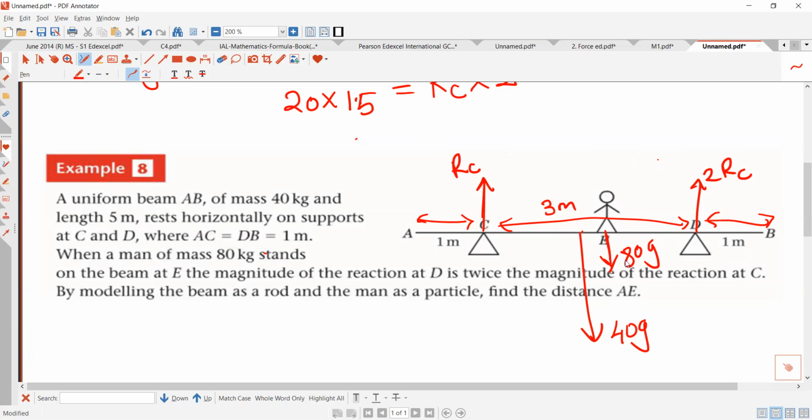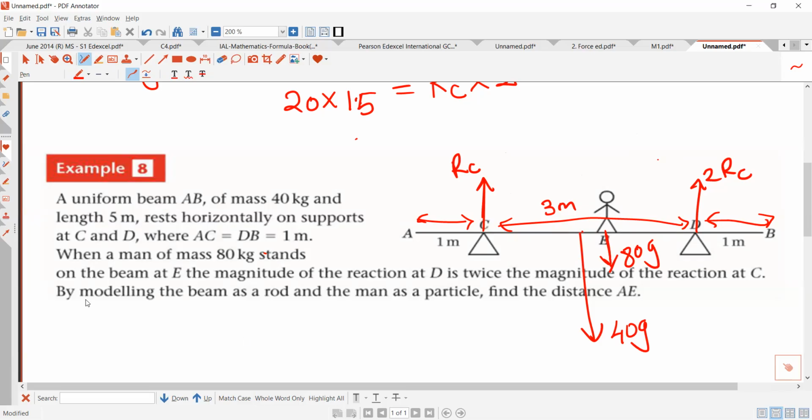Again 40G, again 80G. Everybody understood this 80G concept, and everybody understood that the reaction at D is twice the reaction at C. So C is RC, and D will be twice the RC. Okay, so everything is clear.